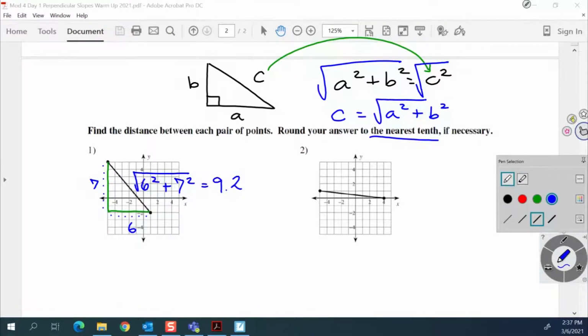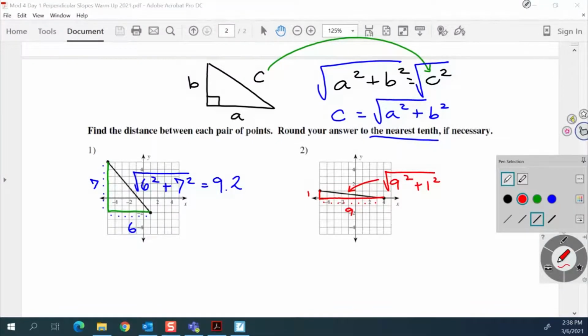Here's one more example of that. If I draw this down, it doesn't matter if you go above it or below it. This height is 1. The width is 1, 2, 3, 4, 5, 6, 7, 8, 9. And so this length here is the square root of 9 squared plus 1 squared.